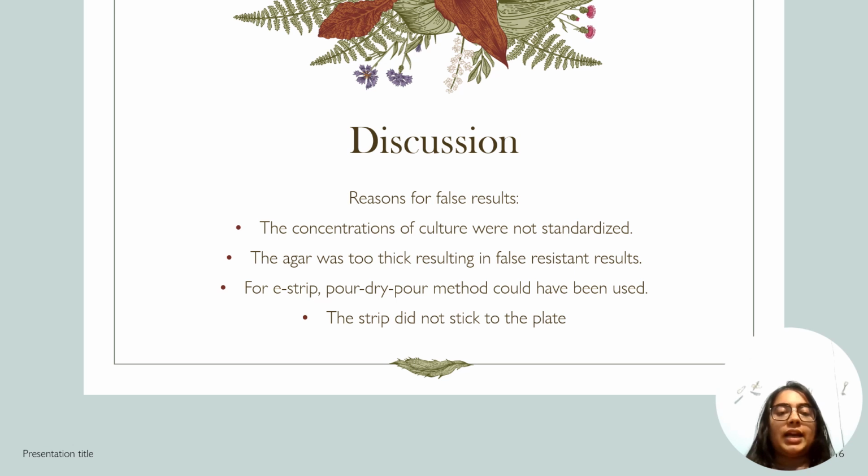The other reason can be that the agar was too thick, which resulted in false resistant results around the wells. For the E-strip, we could have used the pour-dry-pour method, which means that after pouring the beetroot concentration.